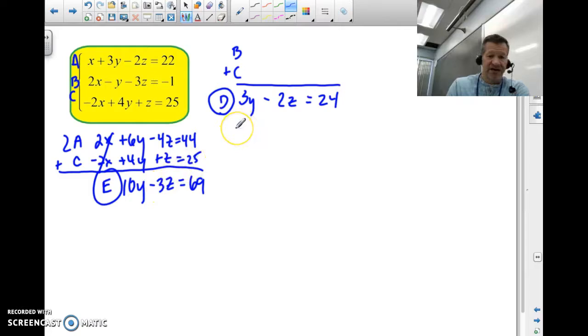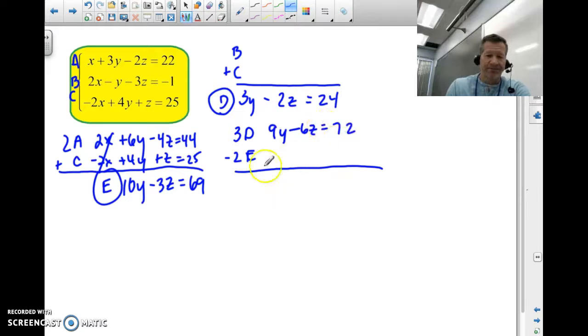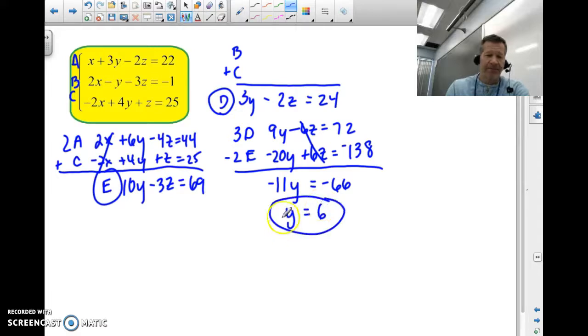So let's combine 3D with a negative 2E, and that should get things to cancel. So let's multiply everything here by 3. So 9y minus 6z equals 72. And then negative 2 times everything here, negative 20y plus 6z equals negative 138. So combining these, I get negative 11y, the z's cancel, equals negative 66, dividing by negative 11, and I get y is 6. Aha!